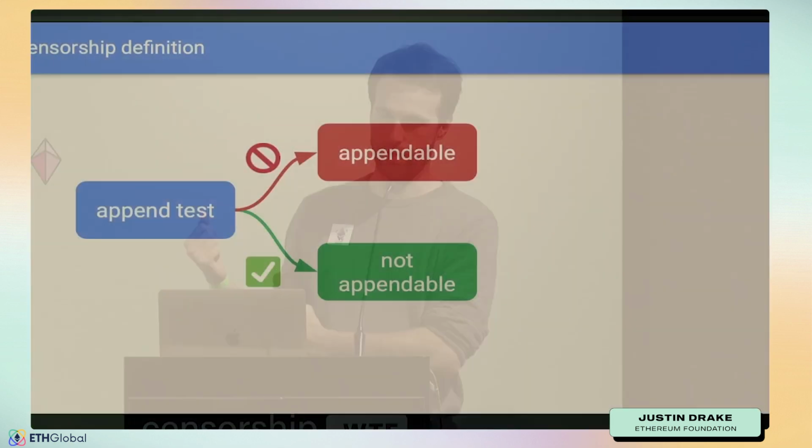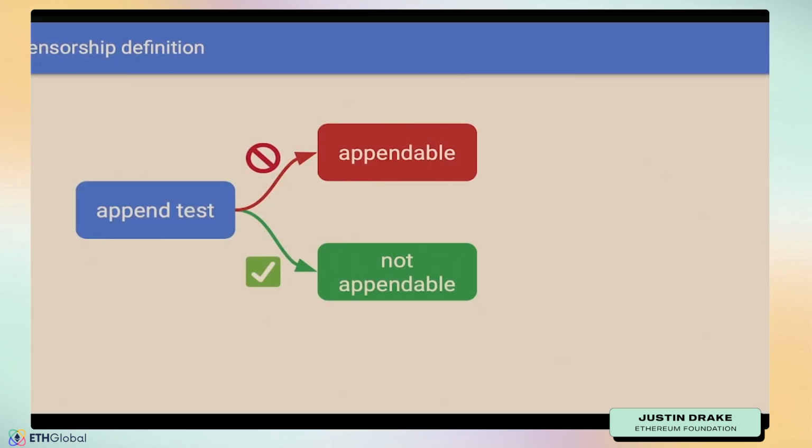So my definition of censorship is to invoke this test, which I call the append test. It's a very simple test. If you have a transaction which is publicly available but didn't make it in a specific block, you need to ask yourself, could it have been appended at the very end of the block? And if the answer is yes, it was appendable, then the transaction was censored. If the answer is no, then that's fine. The transaction was not censored in that specific block.